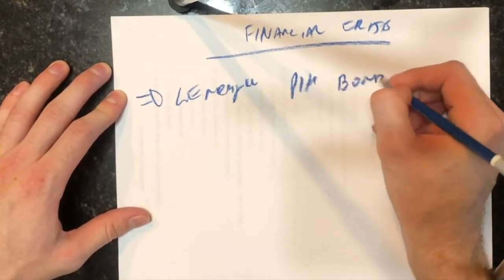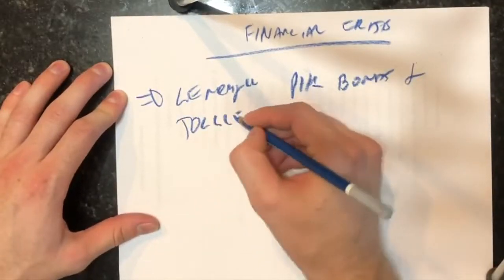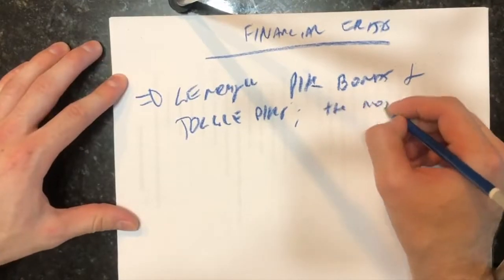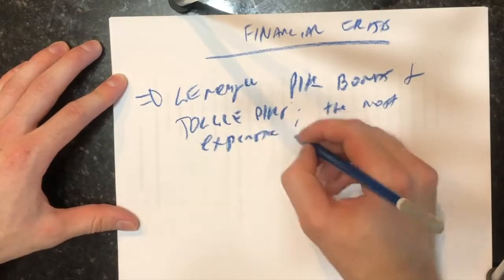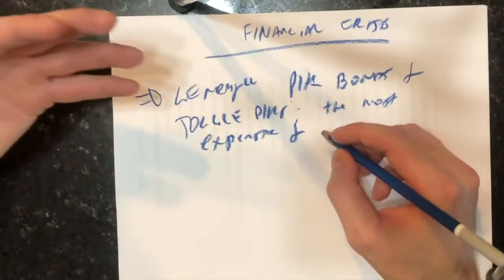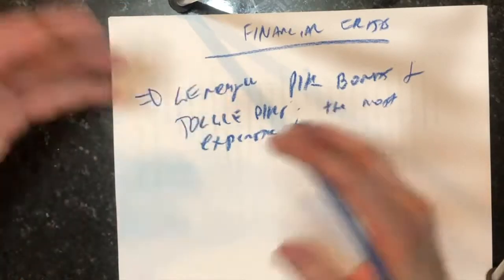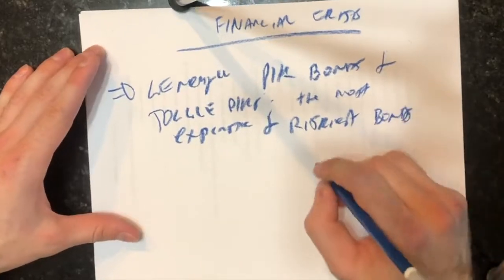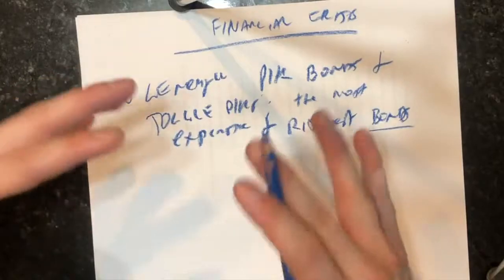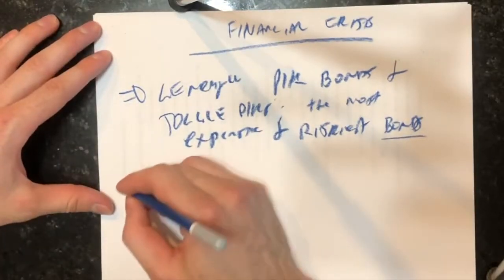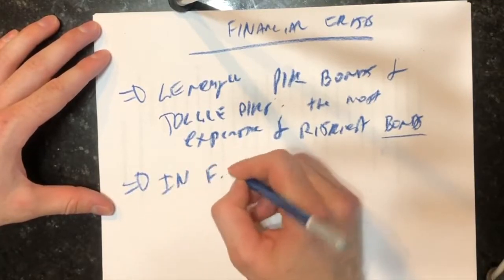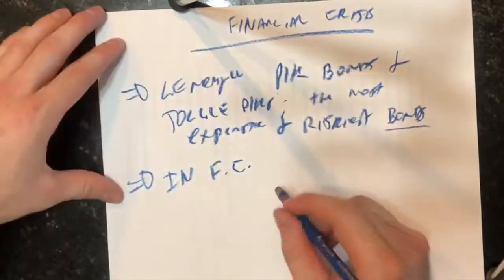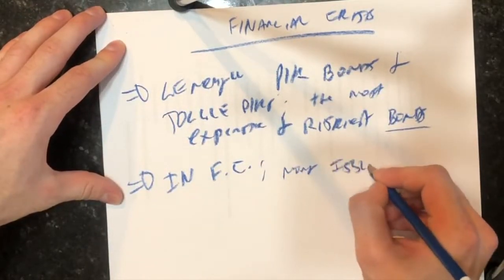The reasoning is, generally PIK bonds and toggle PIKs, even more so, are going to be the most expensive and generally riskiest, or the least amount of assets directly tied to them. Not necessarily ways of financing, but within the bond universe, they're generally the furthest out there, the most expensive. And so in the financial crisis, we'll call it FC, many of the toggle PIK and the PIK issuances went to zero.